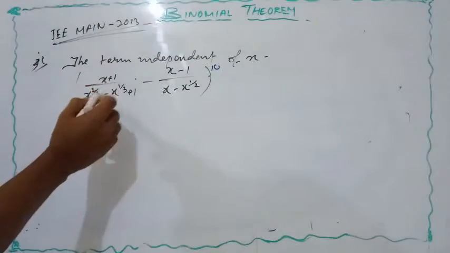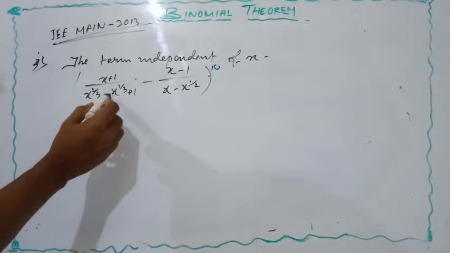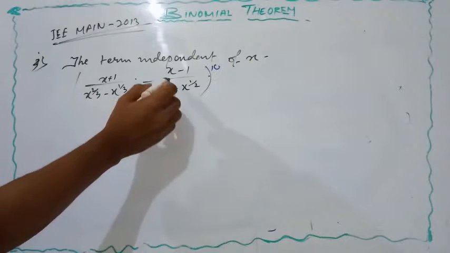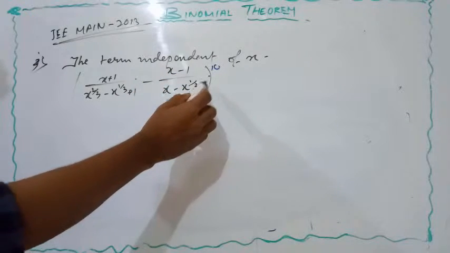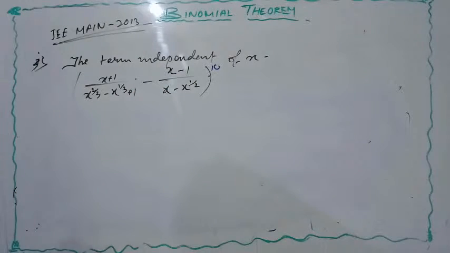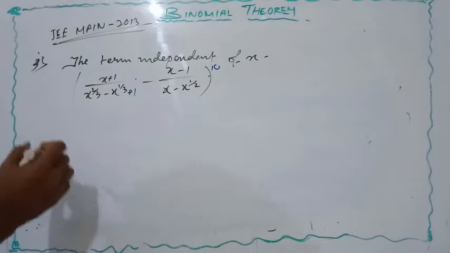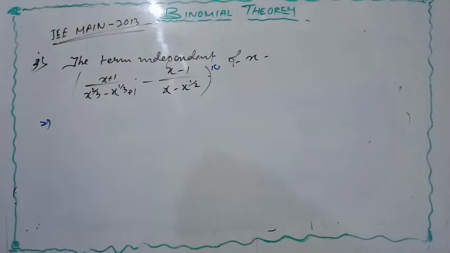Okay, (x plus 1 by x to the 2 by 3 minus x to the 1 by 3 plus 1 minus x minus 1 by x minus x to the 1 by 2) to the 10. So by seeing this question, it looks like a very complex question, but this is a very easy question. Actually, we have to apply a trick. What trick can be applied in this question?